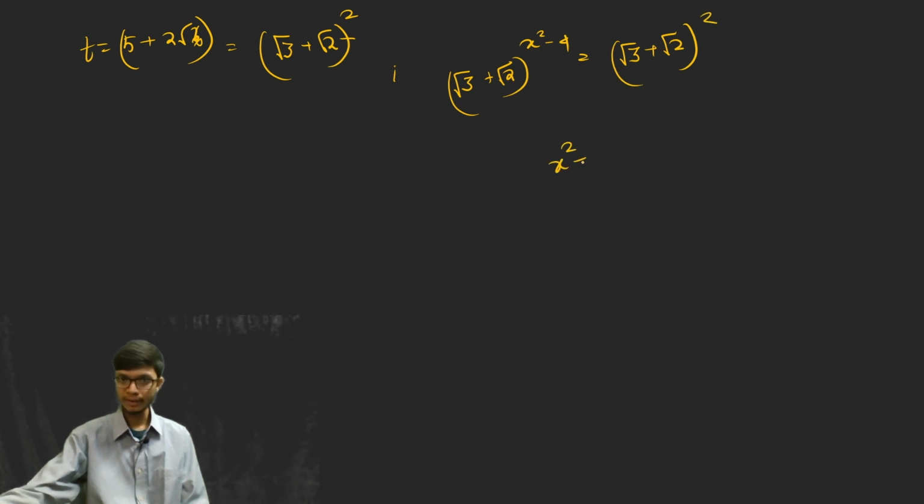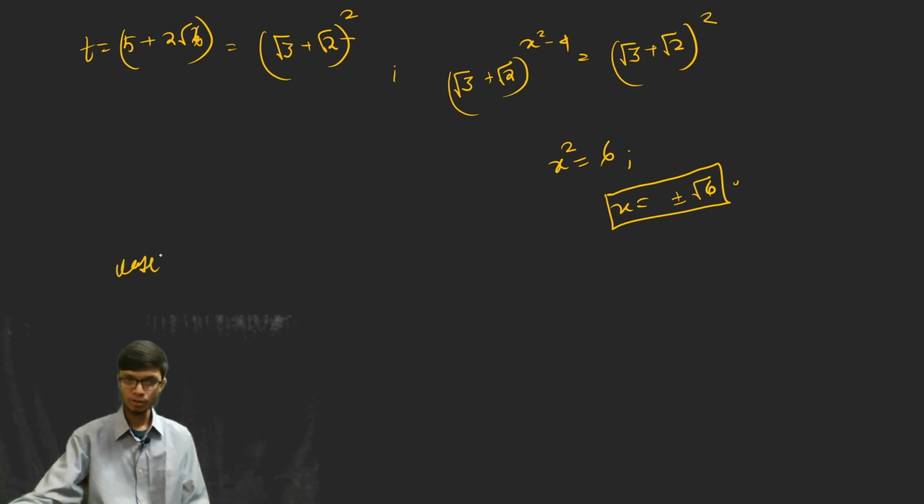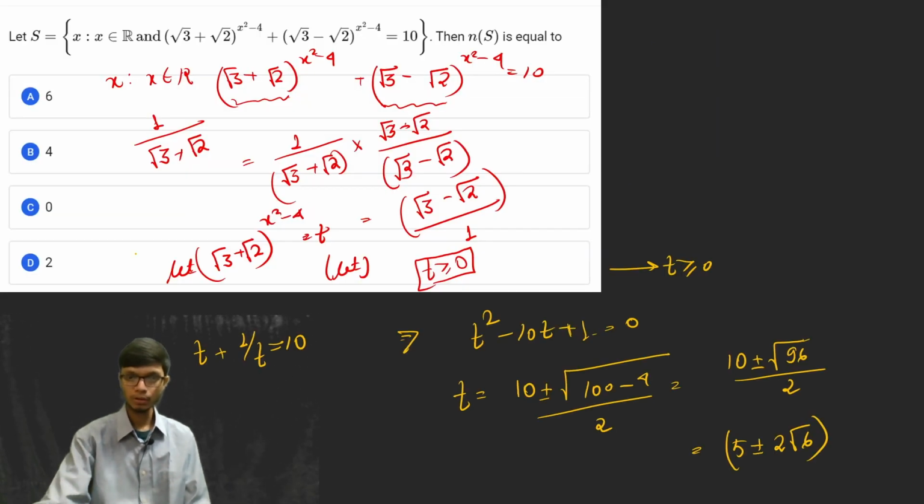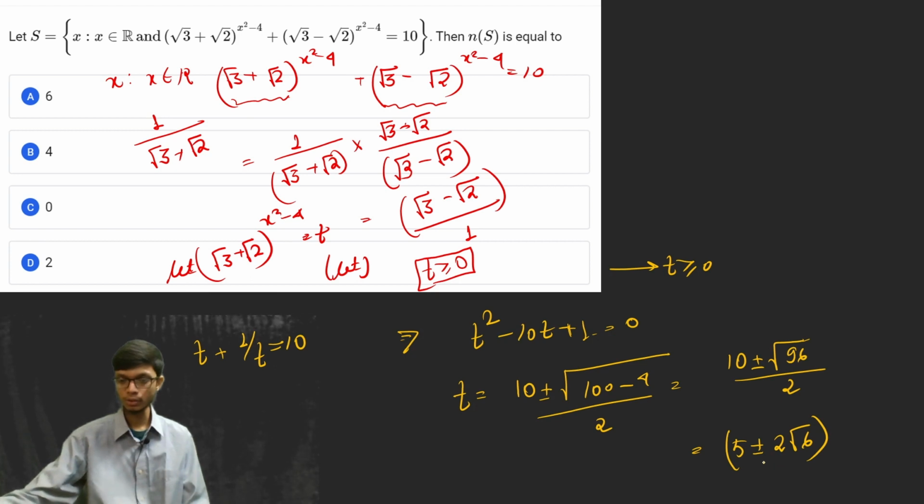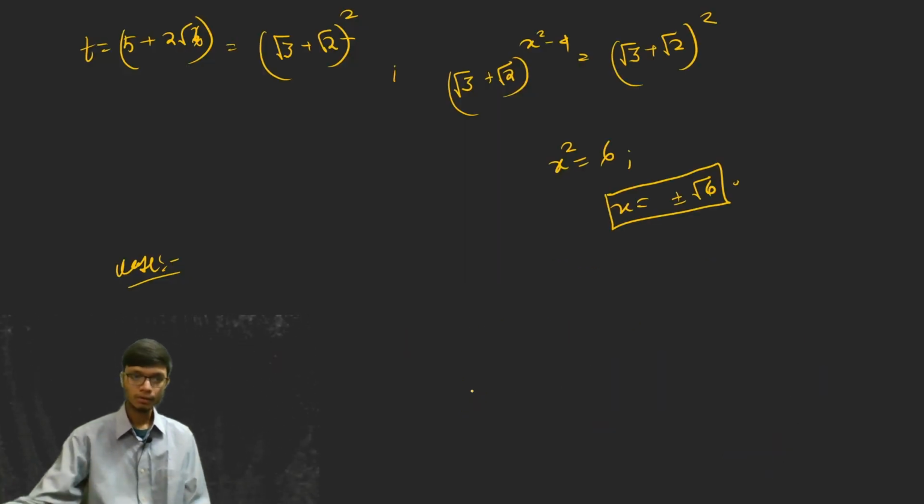That basically implies x square is equal to 6. And from here you will get the values of x as plus minus root 6. And for the second case, because both the values of t are possible, t is equal to 5 plus 2 root 6 and 5 minus 2 root 6 are possible. Both are positives. So this is the first case.